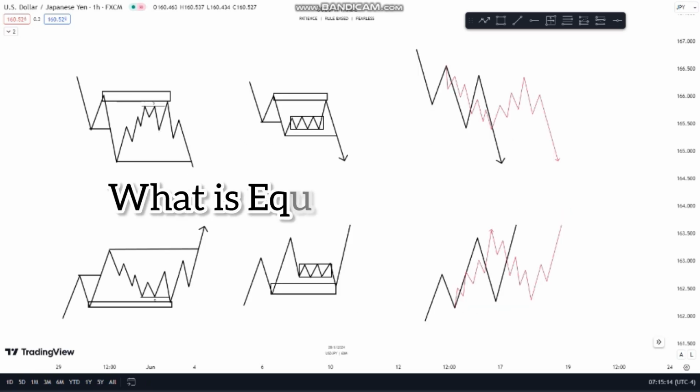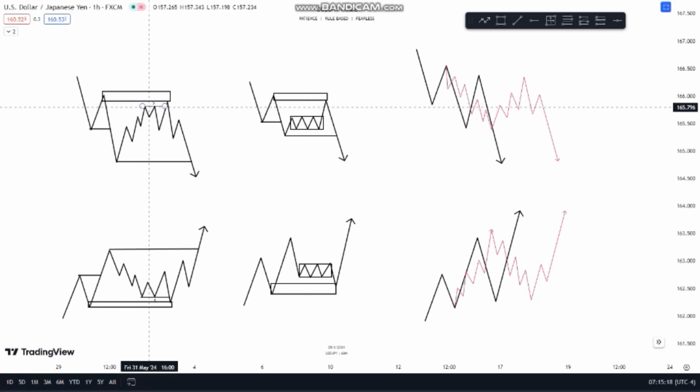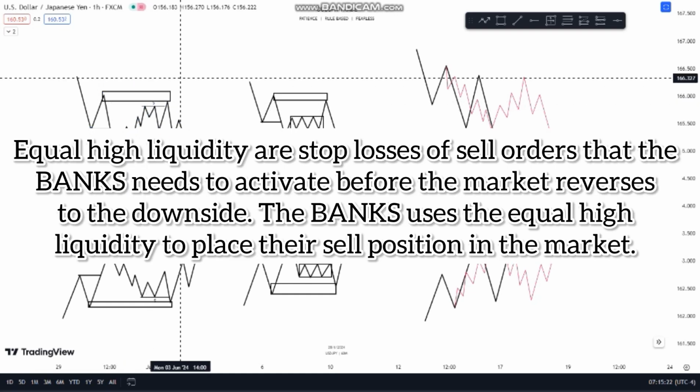So what is equal high liquidity? This is an example of equal high liquidity. What is equal high liquidity? Equal high liquidity are stop losses of sell orders that the banks need to activate before the market reverses to the downside. The banks use this equal high liquidity to place their sell position in the market.